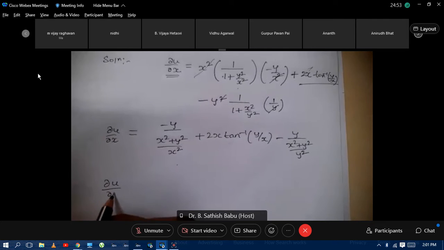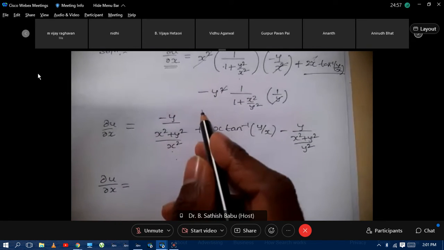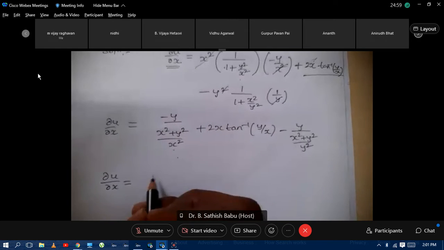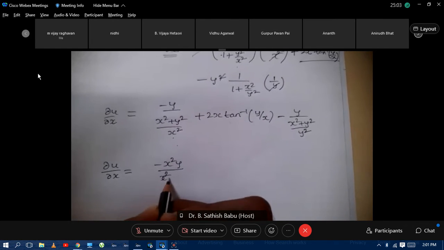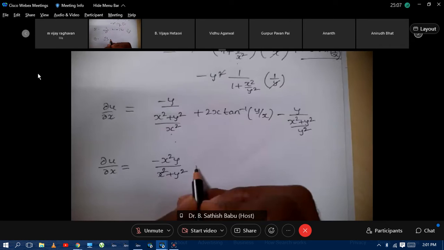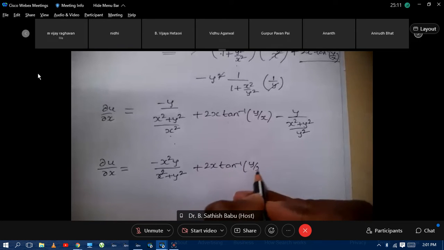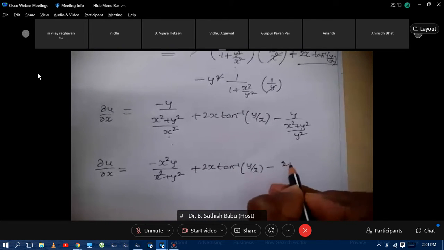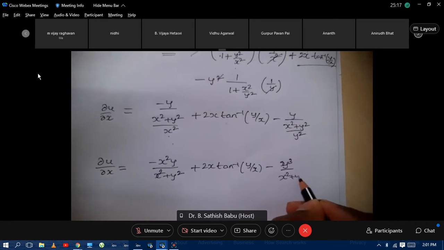Now I have dou u by dou x. Let me take this term to the numerator. Denominator of denominator goes to the numerator. Is that a correct statement? Yes, sir. Okay. I take it as x square y divided by x square plus y square, plus 2x tan inverse of y by x, minus y square multiplied by y, that becomes y cube. Am I correct?